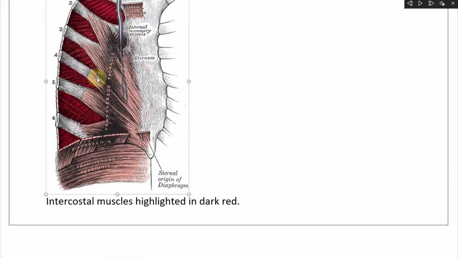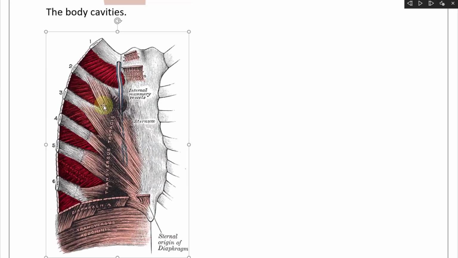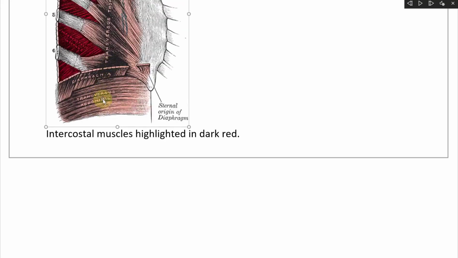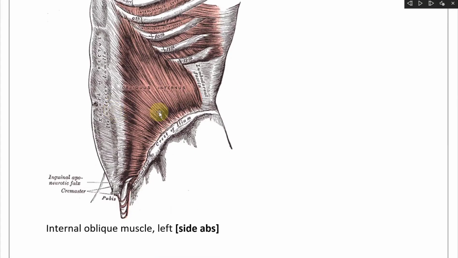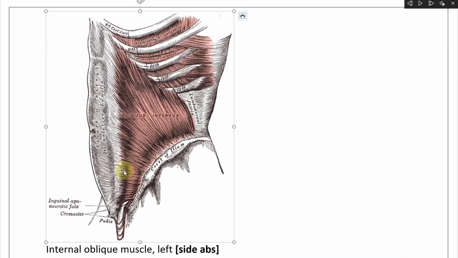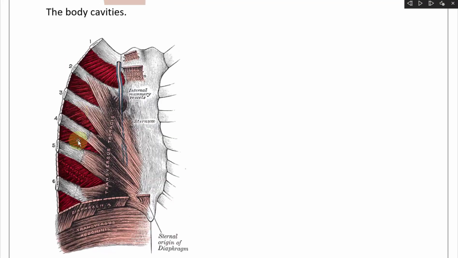So you could use these and contract and expand, etc. for a secondary setup of breathing, as opposed to the main one using just the diaphragm right there. Anyways, here's an internal muscle left, the side abs. And this is looking also at the intercostal right there. So this was the intercostal from this view from inside.